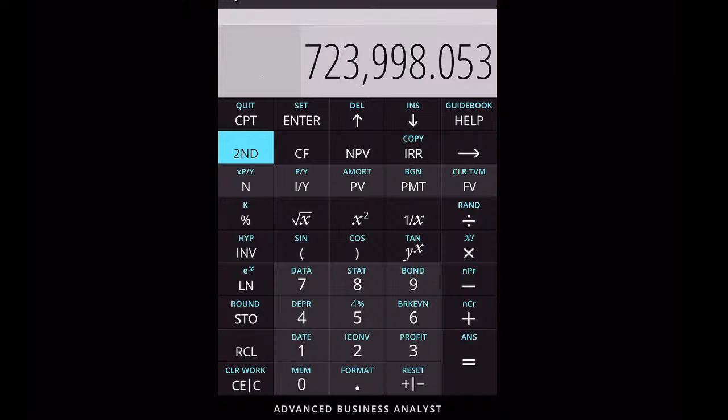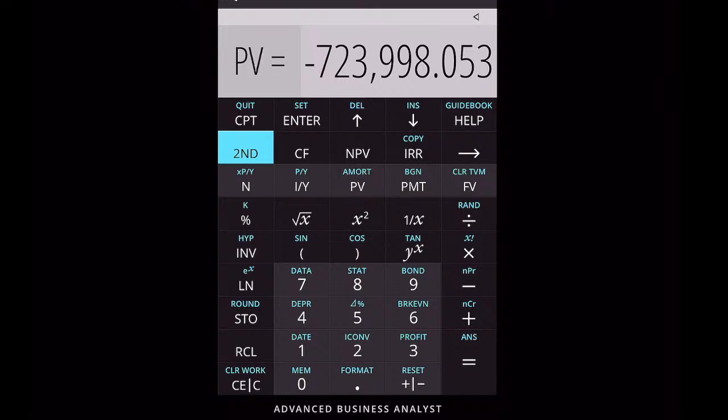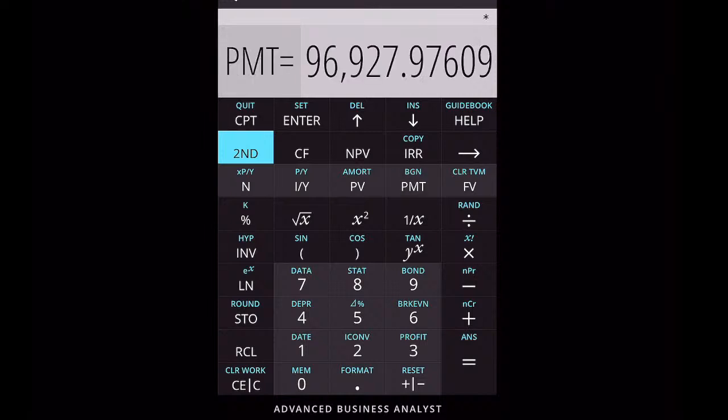So I'm going to recall this amount here, and I'm going to make it a negative and put it in PV, because when I ask for payment, I'm going to put a 0 in FV. I'm going to ask for payment. The payment comes out as a positive, just so it's less confusing. But it wouldn't matter either way, as long as you understand your result means that you can withdraw $96,927.98.